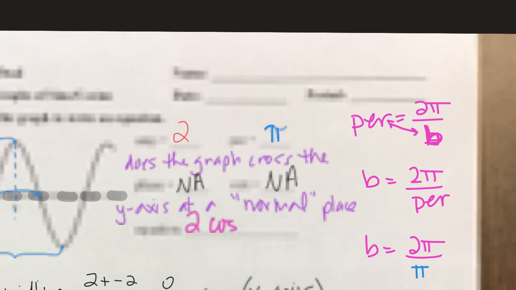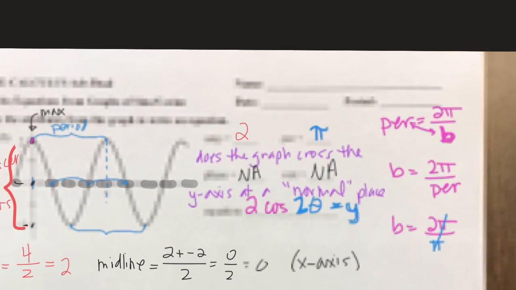Our period was pi units. 2 pi divided by pi is 2. So 2 cosine of 2. Now, depending on what your teacher wants, you can either put an x there, 2 cosine 2x, or if they're more formal, you can put cosine of 2 theta. Theta is your variable for angles. x works just fine also. And then, of course, that equals y or equals f of x, or something of that nature.